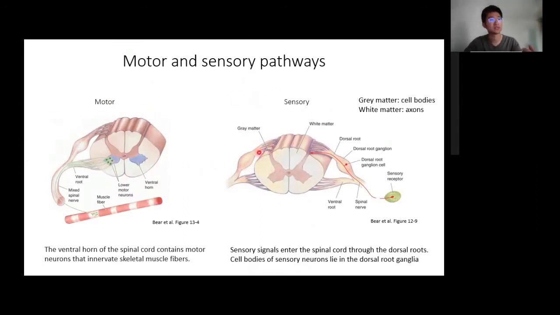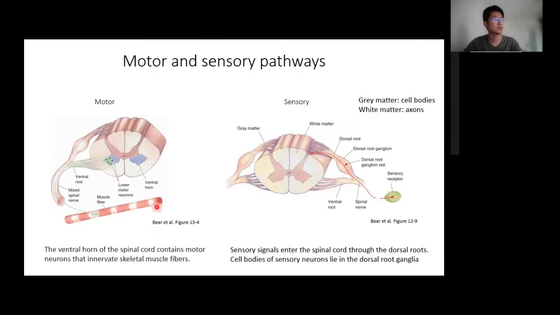Let me first explain the structure of the spinal cord. In the middle of the spinal cord, there is an H-shaped structure called gray matter. It consists mainly of cell bodies. There are also many interneurons inside, but we will explain that later. Outside the gray matter is the white matter, which is mainly the axons of neurons. These neurons are usually from the brain: their cell bodies are located in the brain, and they send axons down along the spinal cord, which forms the white matter.